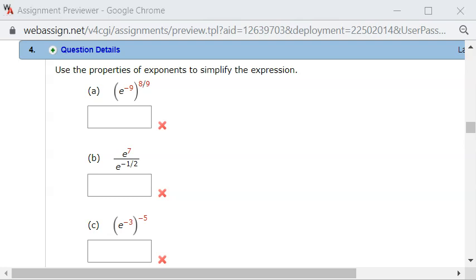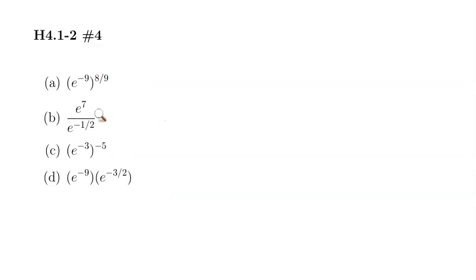All right, let's look at homework 4.1, 4.2, problem number 4. Let's simplify these expressions. Let's look at part A.